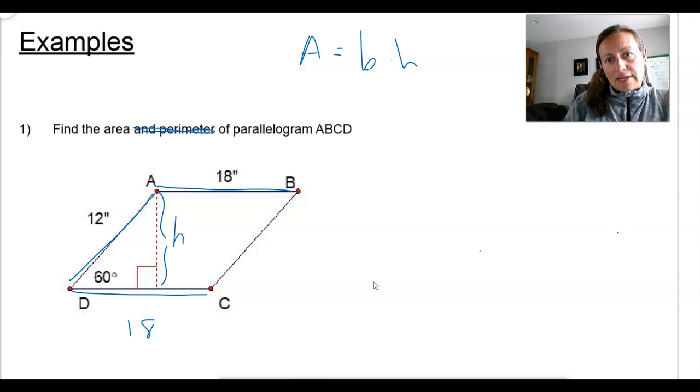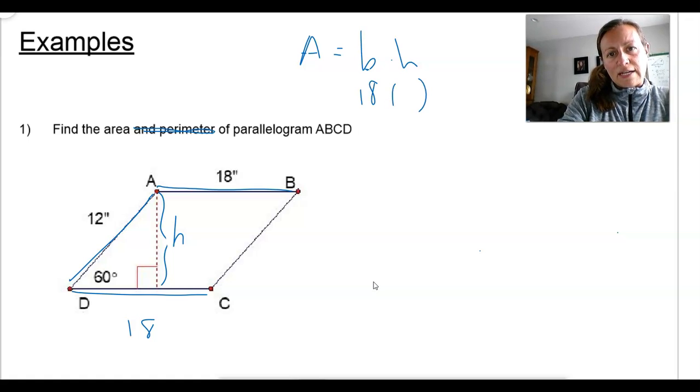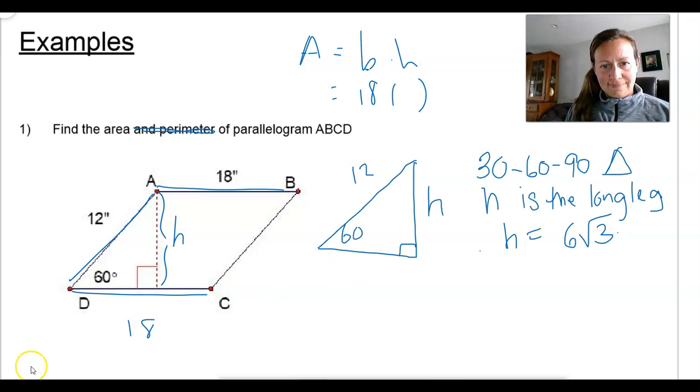So I'm going to say 18 is going to go into the formula for base, but I still have to fill in that height in order to figure out the area. In this case, the way I'm going to do that is to recognize that that segment is part of a little right triangle. So I am going to find H.